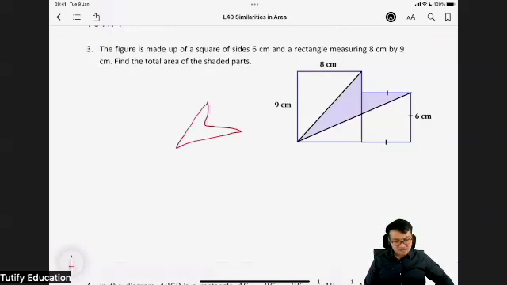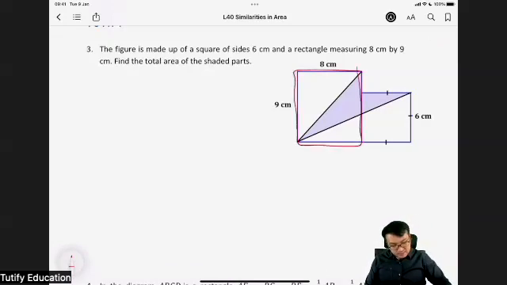No. So instead of finding the area of the funny shape, why don't we stick to shapes that we are familiar with? We are familiar with squares, right? We are familiar with rectangles, we are familiar with squares. Are we familiar with triangles? Yes. We are also familiar with triangles, right? So what strategy will you use to find the shaded area?